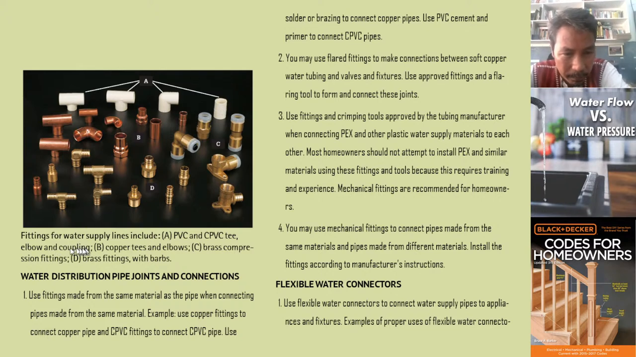So we have elbow, coupling, T. This one, T, elbow and coupling. Okay. And letter B, copper T's and elbows. These are the copper. These are couplings. Coupling, elbow, T. These are the copper. You can immediately spot the color of copper because it is reddish in color. Okay.